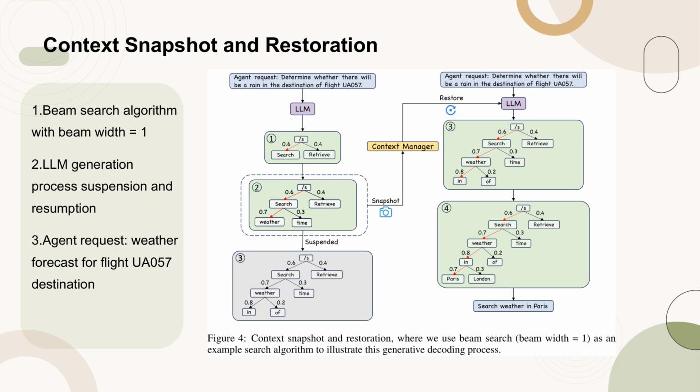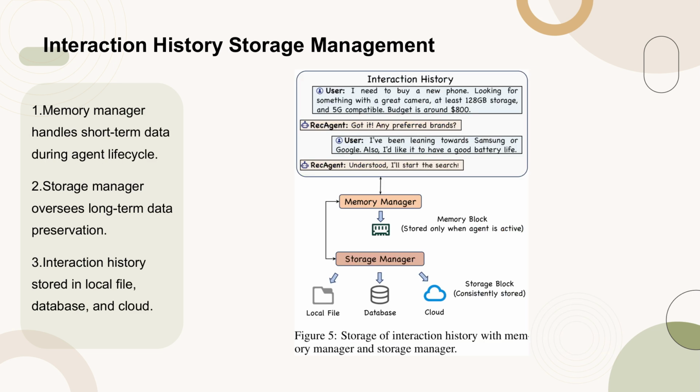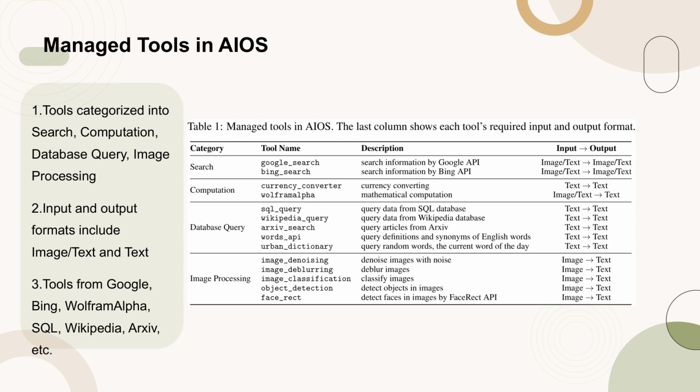predefined beam width. Figure 5 illustrates the management of interaction history using both Memory Manager and Storage Manager. The Memory Manager is responsible for short-term data storage during the active lifecycle of an agent, ensuring rapid data retrieval and processing. In contrast, the Storage Manager oversees the long-term preservation of data, managing information that needs to be retained beyond the agent's active lifespan. The interaction history is stored in various formats including local files, databases, and cloud storage, each serving different purposes in the data management process.